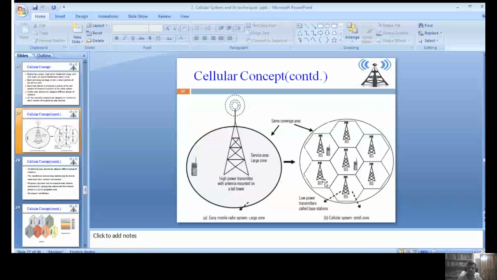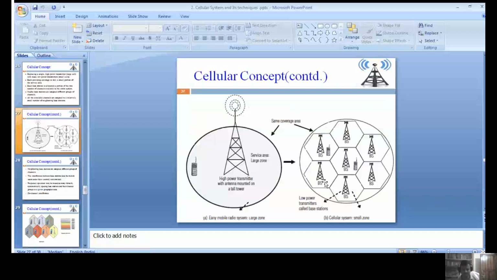This is the geographical base station area. Here the shape is hexagonal. Why are we using a hexagonal shaped cell? We'll discuss that in later classes. A cluster is a group of cells. How do we calculate the cluster size?